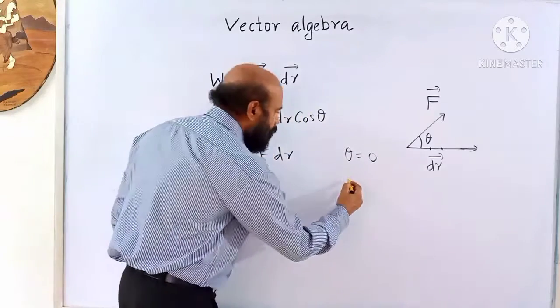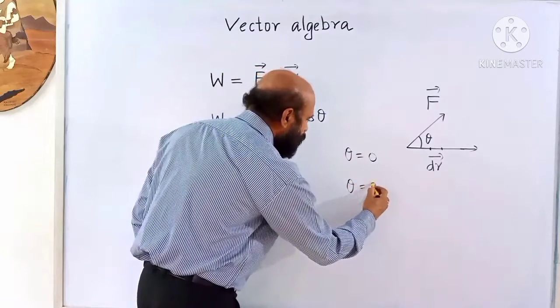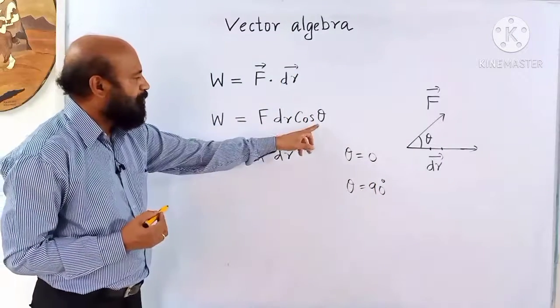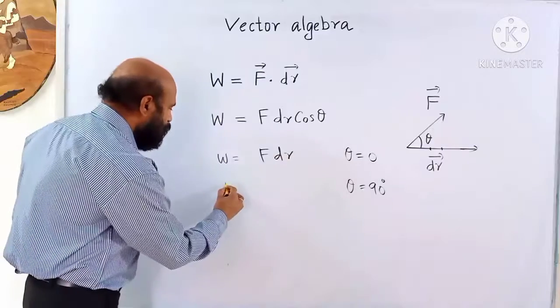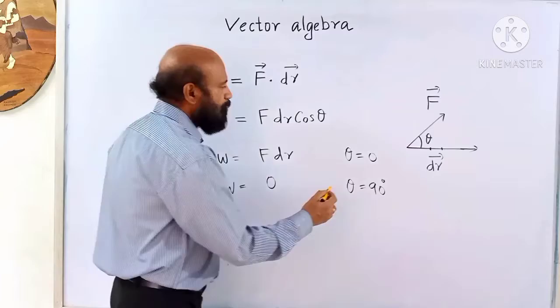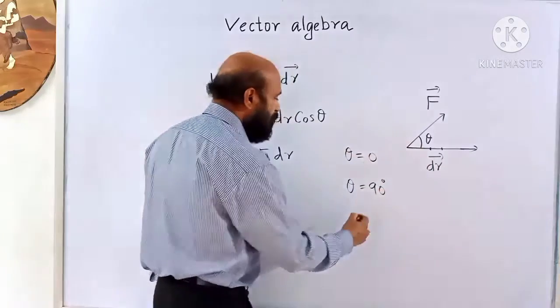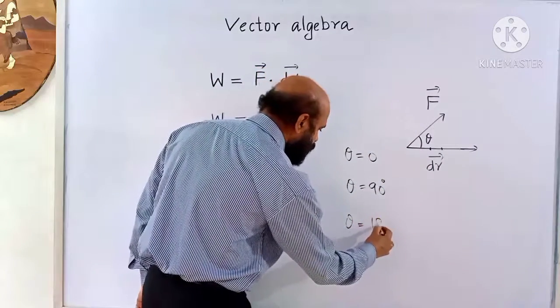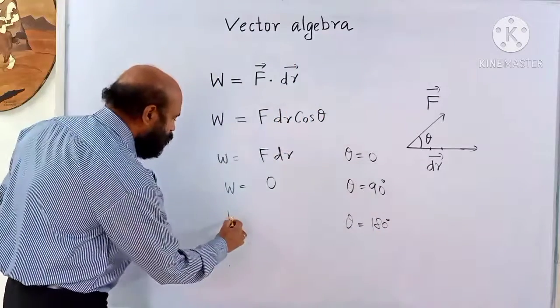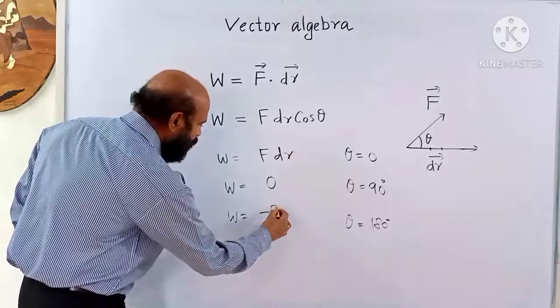Suppose the angle between the force and displacement is 90 degree. Cos 90 is 0, so work done will be 0. Suppose theta is 180 degree. Cos 180 is minus 1, so work done will be negative.